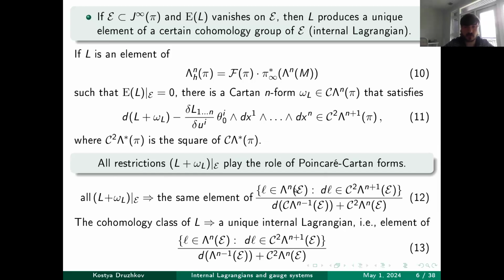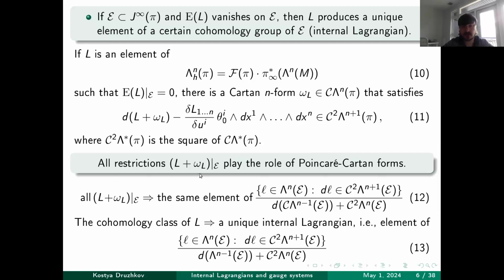So here we have n-forms on epsilon, such that their Dürand differential is a twice Cartan form. It's easy to see that according to this membership, the Dürand differential of this form restricted to epsilon is just a twice Cartan form because the restriction of this term is trivial, right? So we have an element of this space, differential n-forms such that their Dürand differential is a twice Cartan form, and we consider them modulo elements of the sum, modulo twice Cartan forms plus Dürand differentials of Cartan forms.